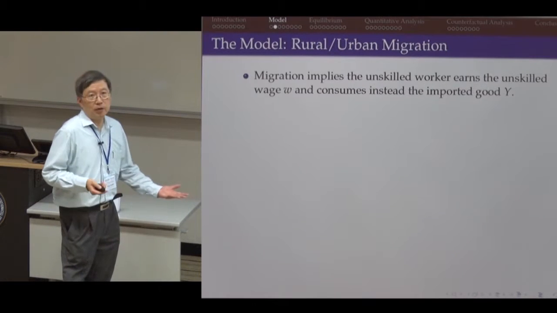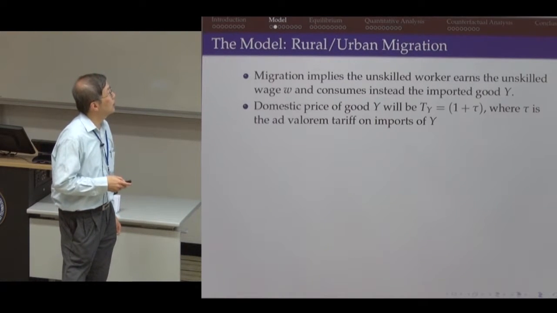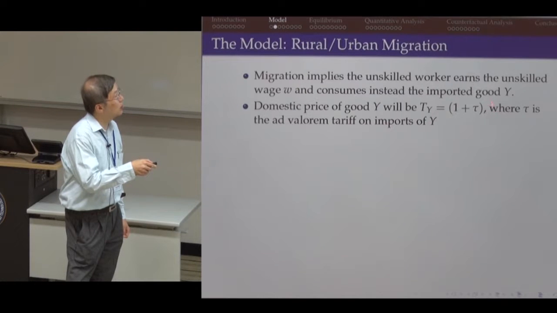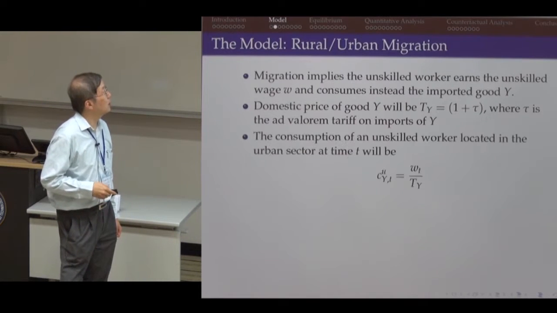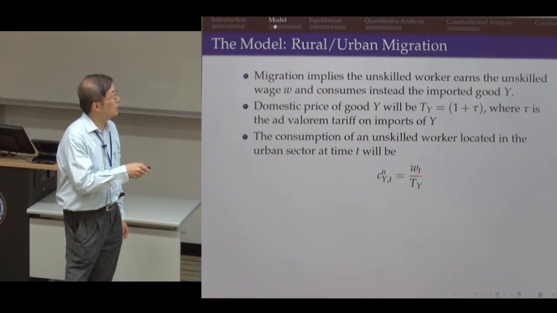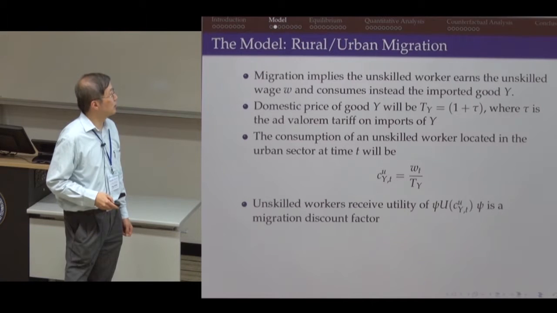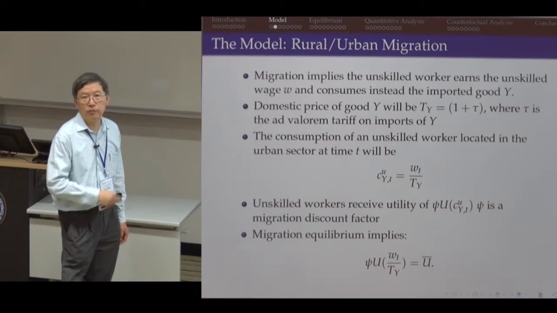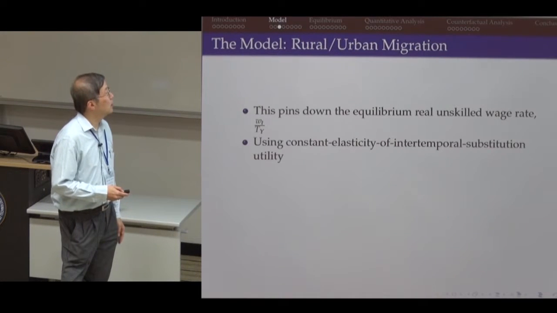So migration basically implies that any particular worker will feel indifferent between the two areas, okay? And the tariff tau will be added to the import competing good, and hence the price will become one plus tau there. And if you take the wage rate divided by the relative price, then the unskilled consumption can be derived very easily, okay? And so you can derive the utility, and then you can derive the migration equilibrium. So it's very simple. But the important message is what?